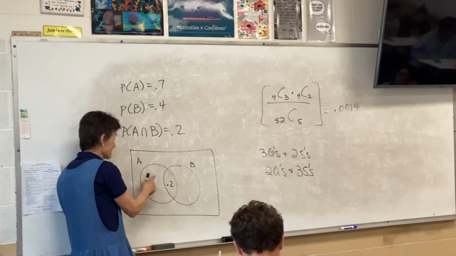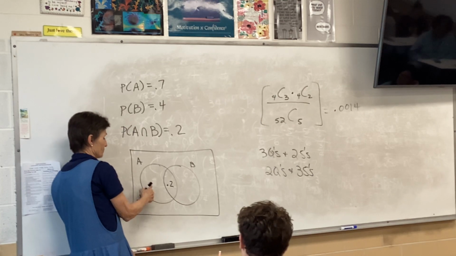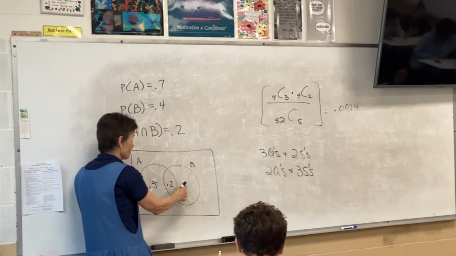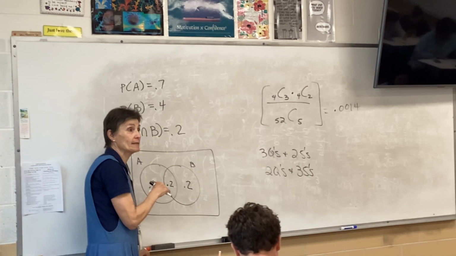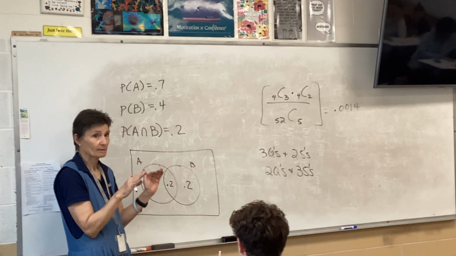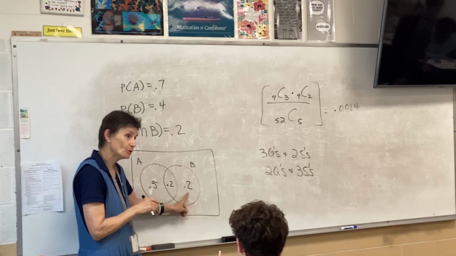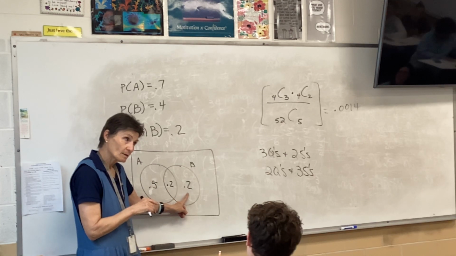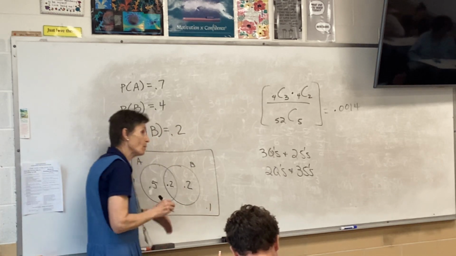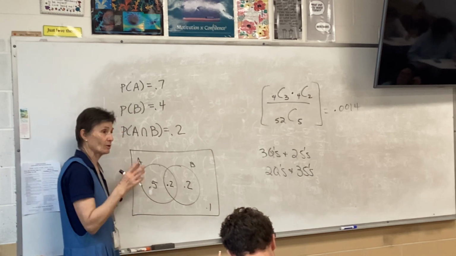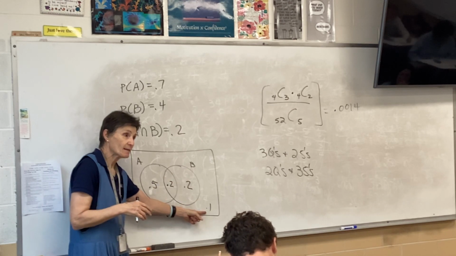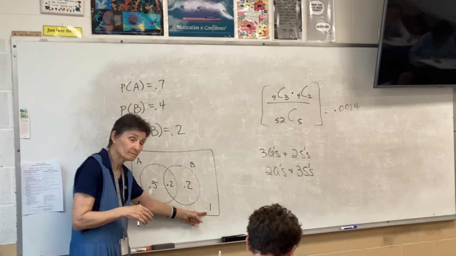Okay, so what's this part right here? 0.5, because the whole circle is 0.7. What's this part right here? 0.2, because the whole circle is 0.4. Okay, now wait a second, something's missing, because these add up to 0.9. Where's the other 10%, 0.1, where are they? They're out here. So if you think about this as A's are like apples and B are like bananas, then there's 10% of the people that don't like either one.